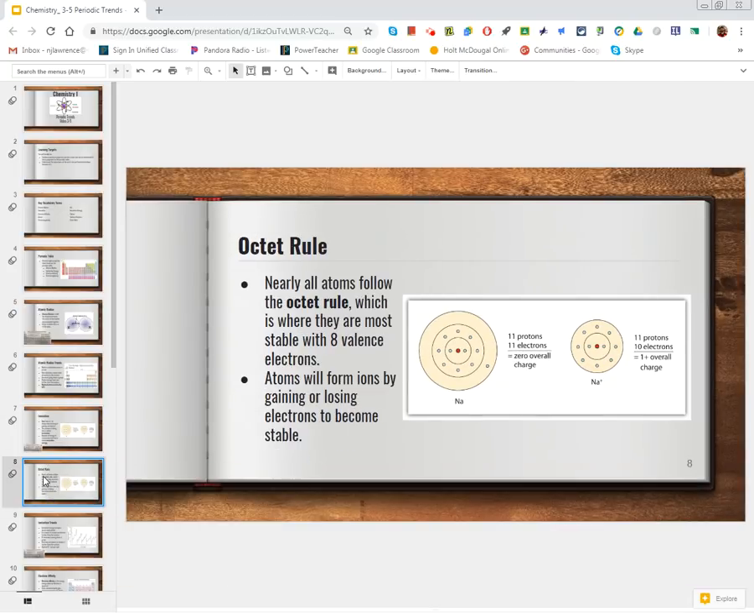So as we get started here, I've already mentioned this rule, octet, but we got to get it in a formal slide so you can go back and check it. The octet rule is this rule where it says that elements, just like humans, want to be stable.